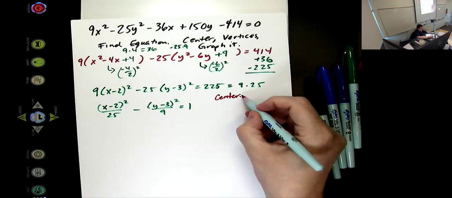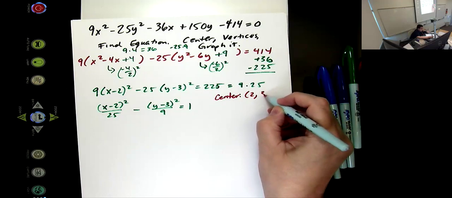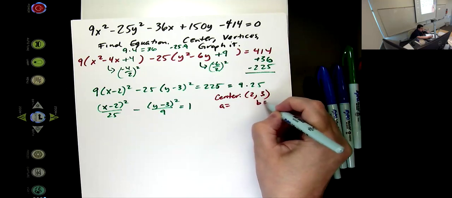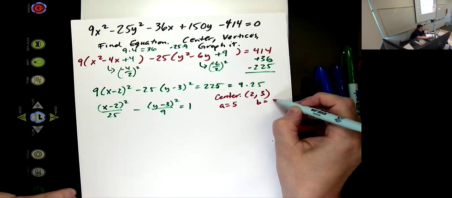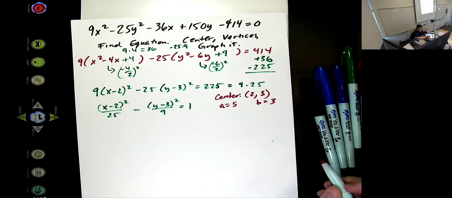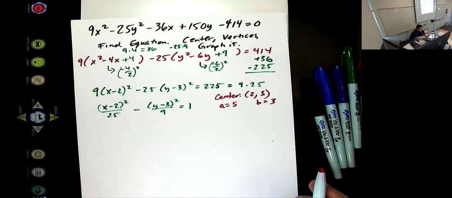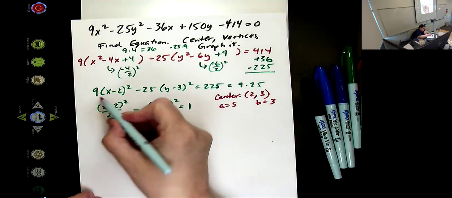So the center is +2 in x and +3 in y. What are A and B? A is +5, and B is +3. Do we go up and down or left and right? To the left 5 and right 5 and up 3 and down 3. I mean, which way is the hyperbola opening? It's going left and right. Left and right, okay. Since the x is in front, we get left and right.